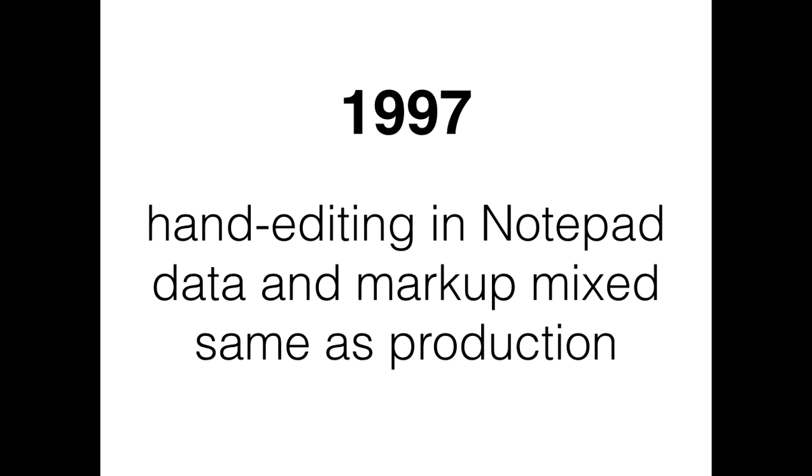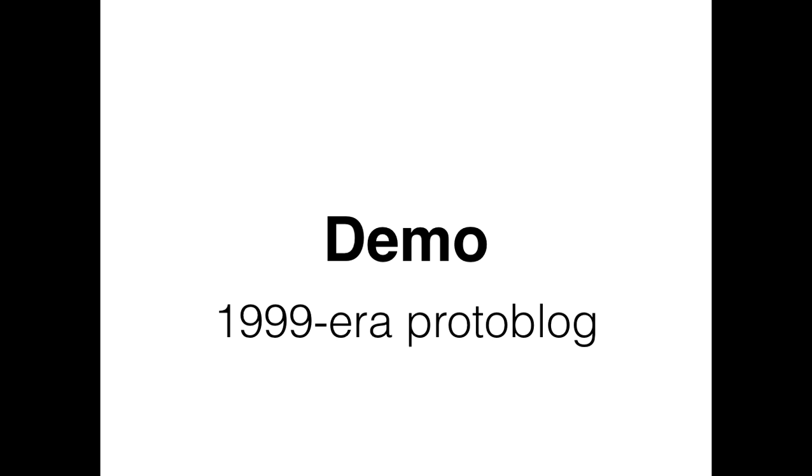And yeah, obviously my data and my markup is mixed because I don't have any data anywhere else. These are just files on disk. But the great thing was it was the exact same thing as production. When I double click on that HTML file, that's what it's going to look like. So let's take a look at a 1999 era proto blog just really quick. I want to prove to you that I was doing this.